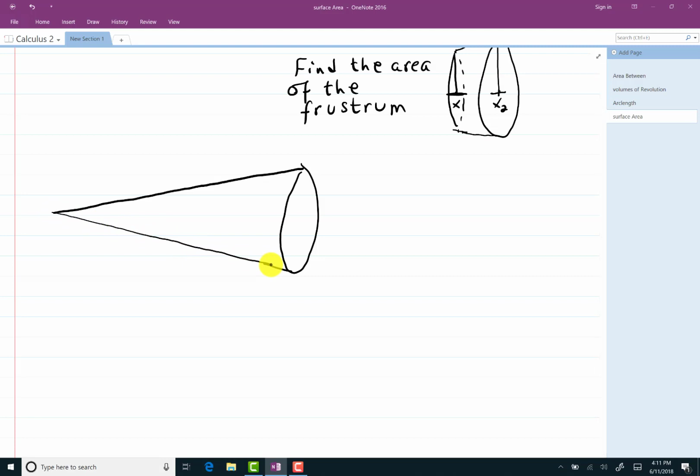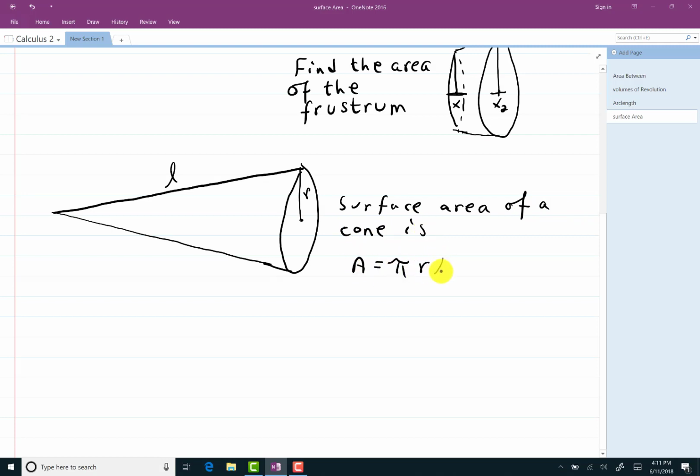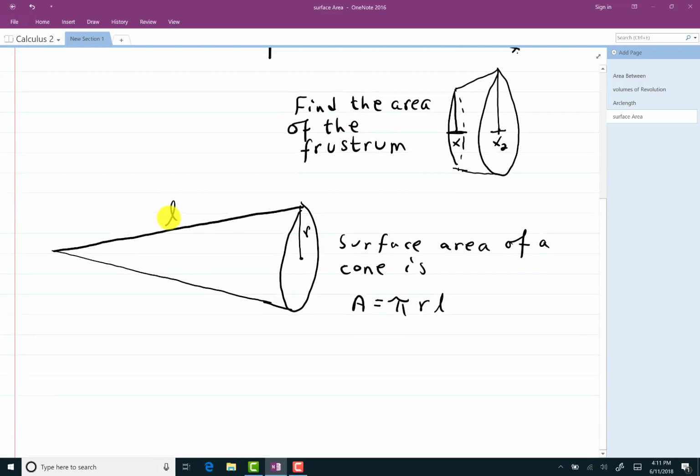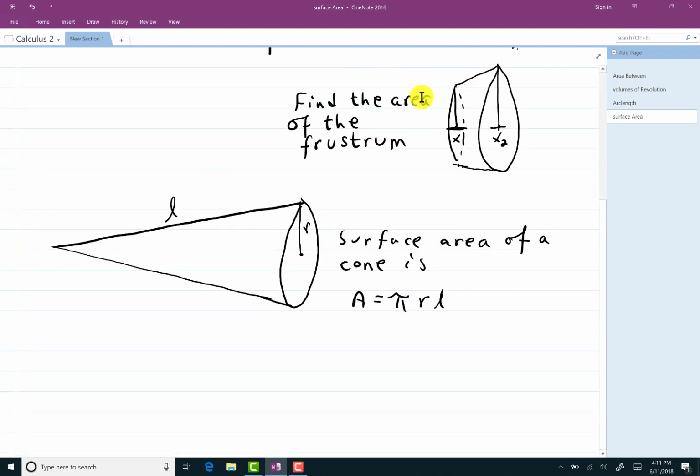there's a couple of things that we need to know. One of them is the radius, and the other is what they call the slant height. Surface area of that cone is pi RL. So I'm going to apply that to this problem to figure out a formula for the surface area of that.